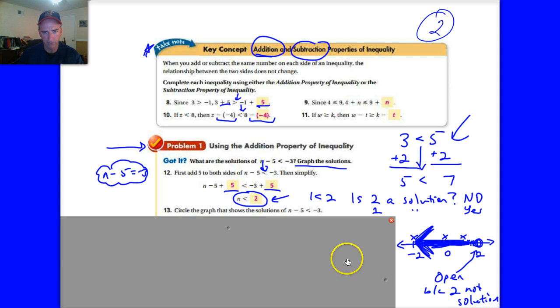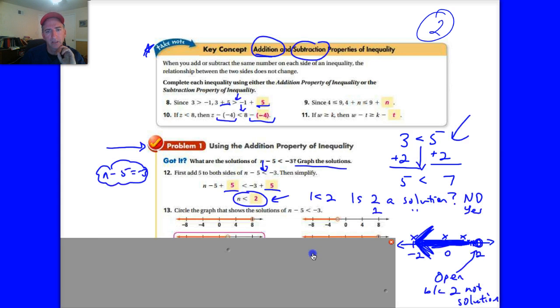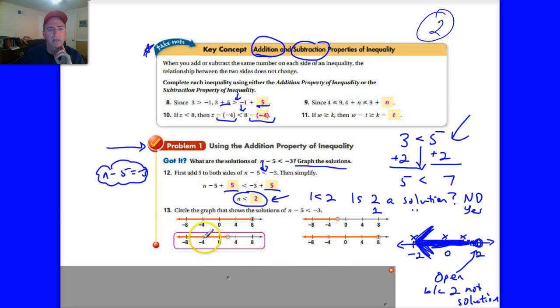Okay, and that's important that you understand. If it were a solution, if it had the equal sign, I would have done a solid dot there because 2 would be a solution. All right, and that's basically how we graph. So this is the one that you would circle for you.